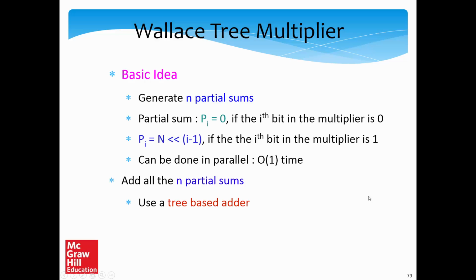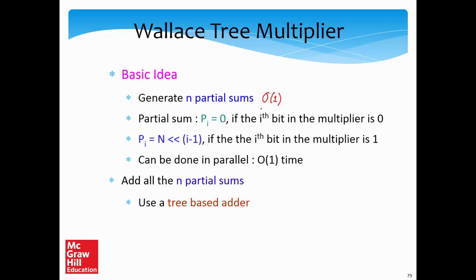So let's now discuss the Wallace tree multiplier. The idea is like this, that we generate n partial sums. So this, as we have seen in the previous example, can be done very quickly. So this can be done in order of 1 time, where we generate the n partial sums. How do we do this? We take a look at each bit in the multiplier. If it is 1, the partial sum is the multiplicand, of course shifted by a certain number of positions to the left. Otherwise, the partial sum is 0.